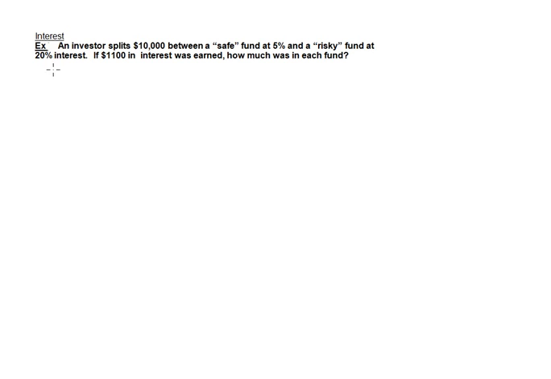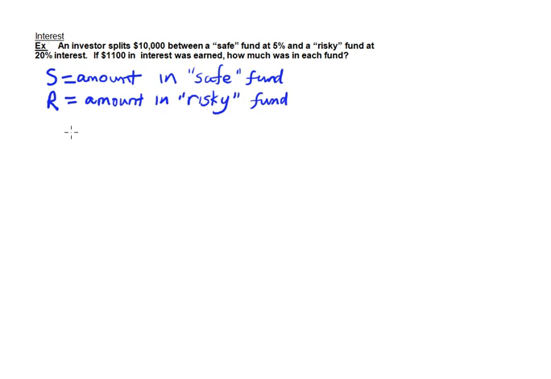I'm going to let S be the amount in the safe fund, and I'm going to let R be the amount in the risky fund. So when we look at the quantities, the safe amount and the risky amount, the first thing that we see is that the investor splits $10,000 between these two funds. So the first equation that we can create is that the amount in the safe fund plus the amount in the risky fund is equal to $10,000.